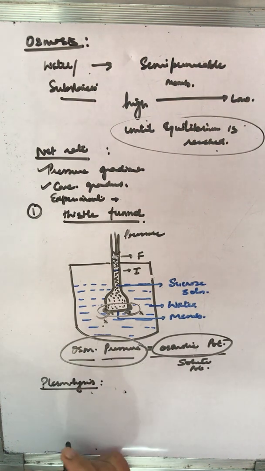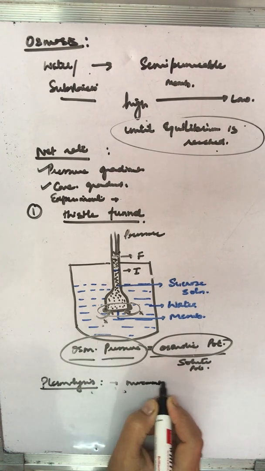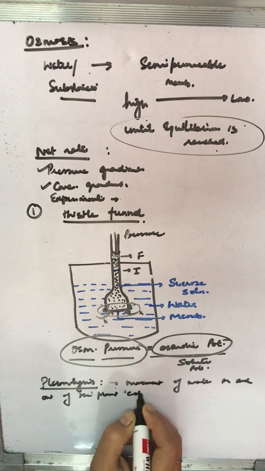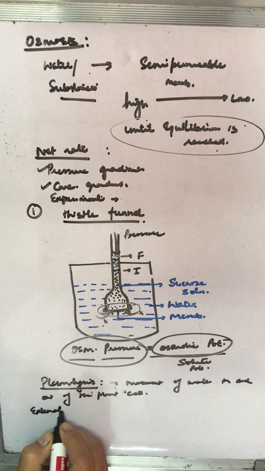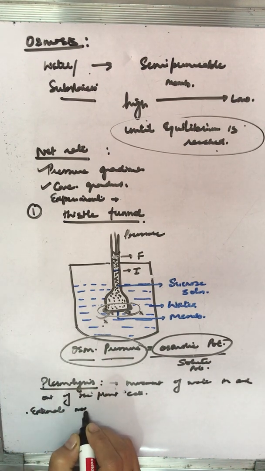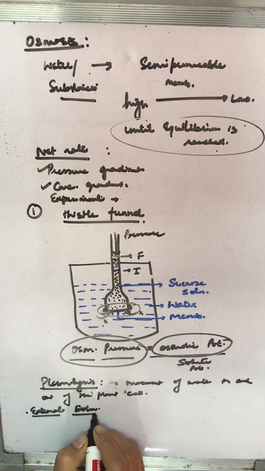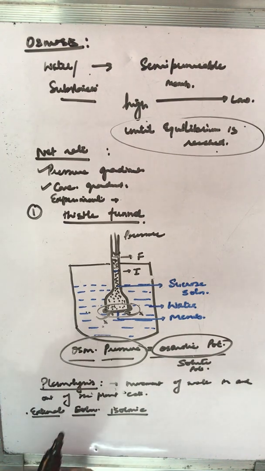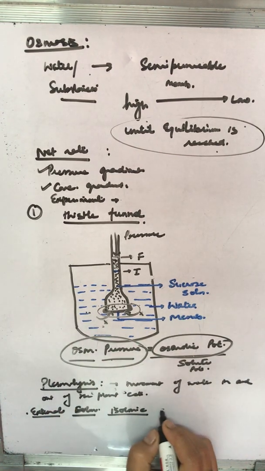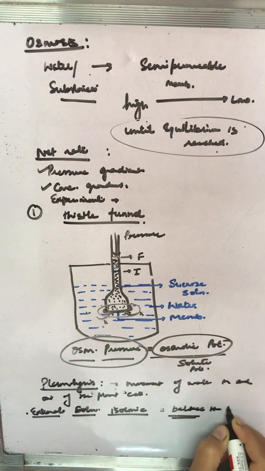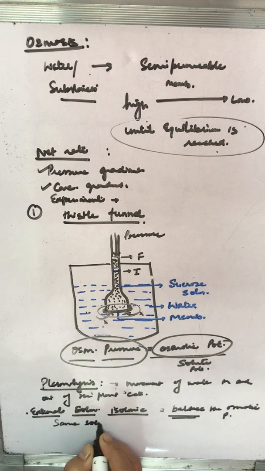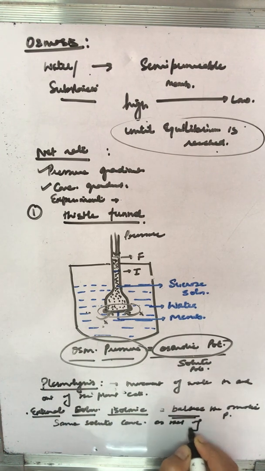Okay, let's write them down. It is the movement of water in and out of the plant cell. Now the first condition is, if the external solution is isotonic, imagine these two situations only. If the external solution is isotonic, it will balance the osmotic pressure. Therefore, it has the same solute concentration as that of the cytoplasm.